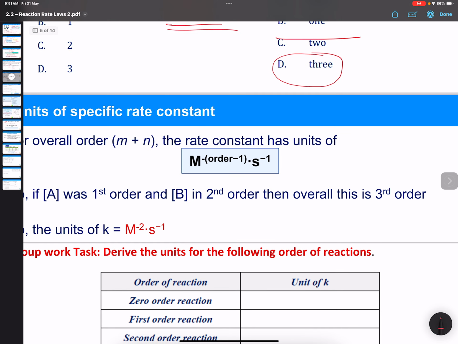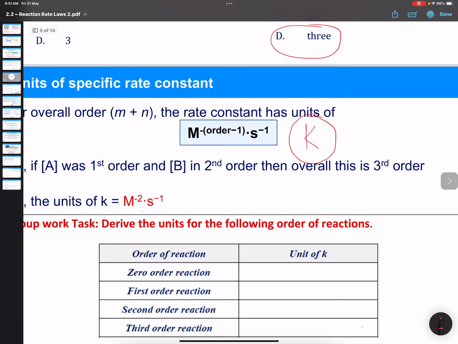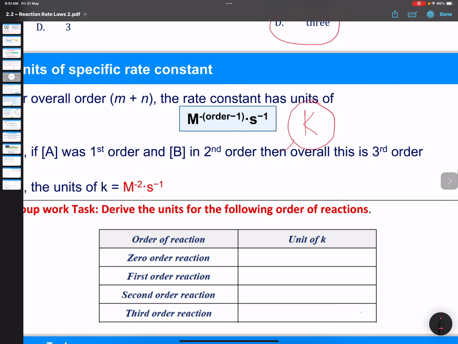Next comes units of specific rate constant, which is K. You cannot learn the units of K because there are different order reactions. So the best way is to learn a general formula to find its units, where M is the molar concentration, which can also be written as moles per liter, raised to minus overall order plus 1, and time inverse. Clear? So let's try out a question. If A was first order and B was second order, so they are saying rate is equal to K.